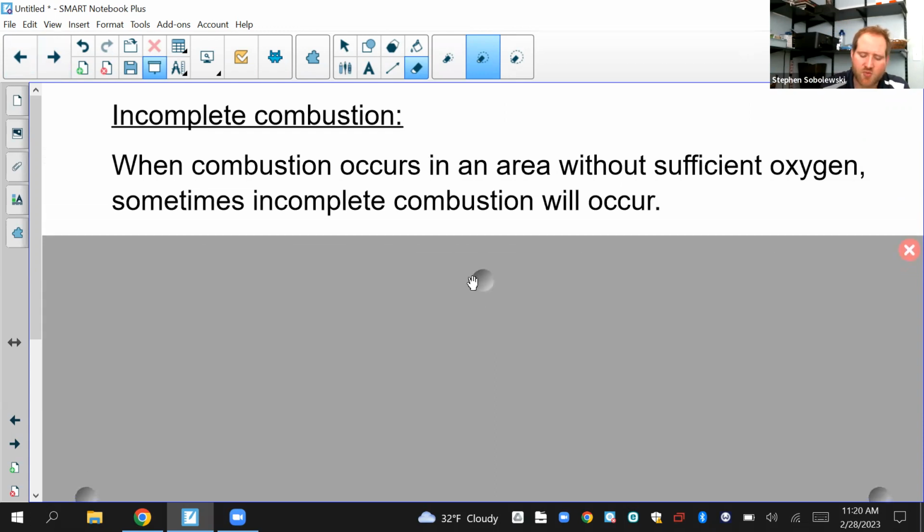Incomplete combustion is when combustion occurs in an area without sufficient oxygen. Sometimes incomplete combustion will occur. This would be like if you're trying to light a propane stove inside your tent if you're camping. Don't do that. Or if you're trying to grill hot dogs in your garage, don't do that. Or if there's a power outage and you have a gasoline power generator running in your garage, don't do that. These are all things that could be potentially fatal, because when you combust in an area without sufficient ventilation, you'll sometimes get incomplete combustion. Why is this dangerous?